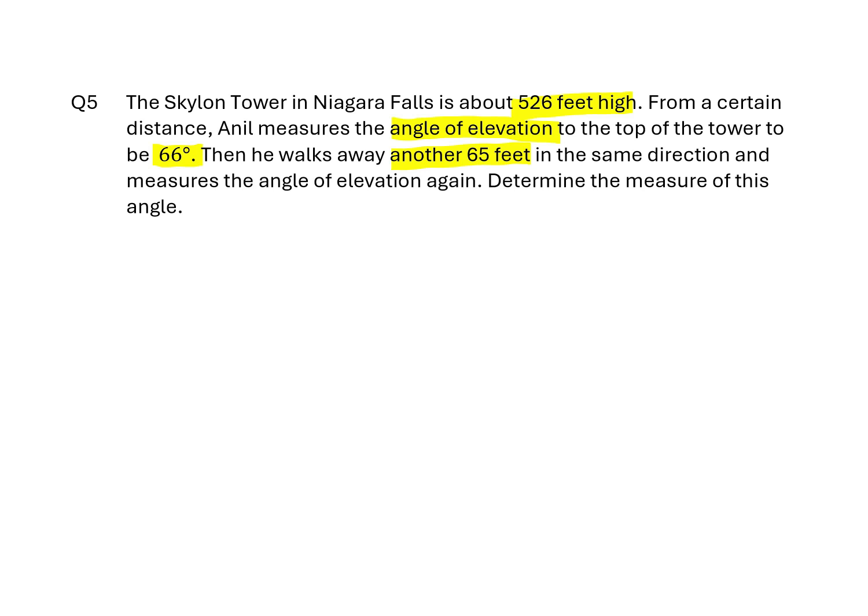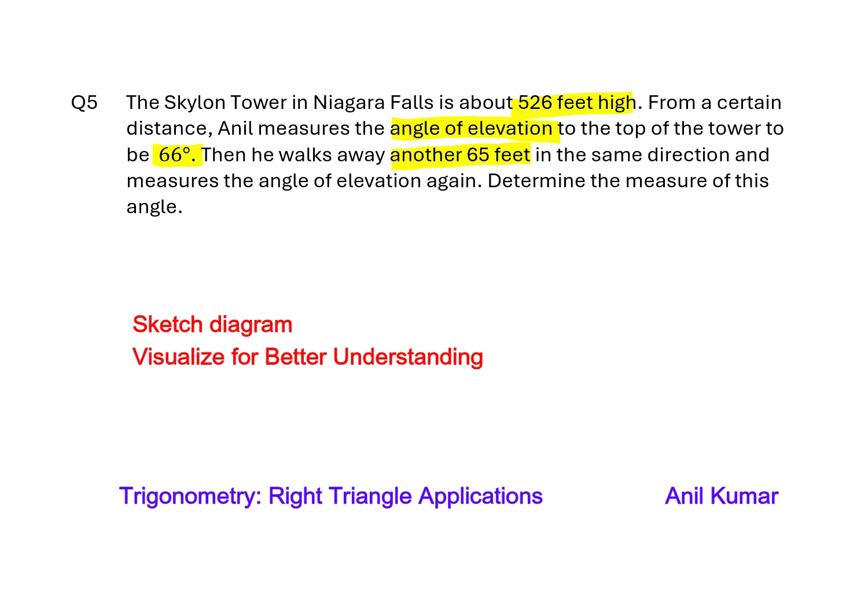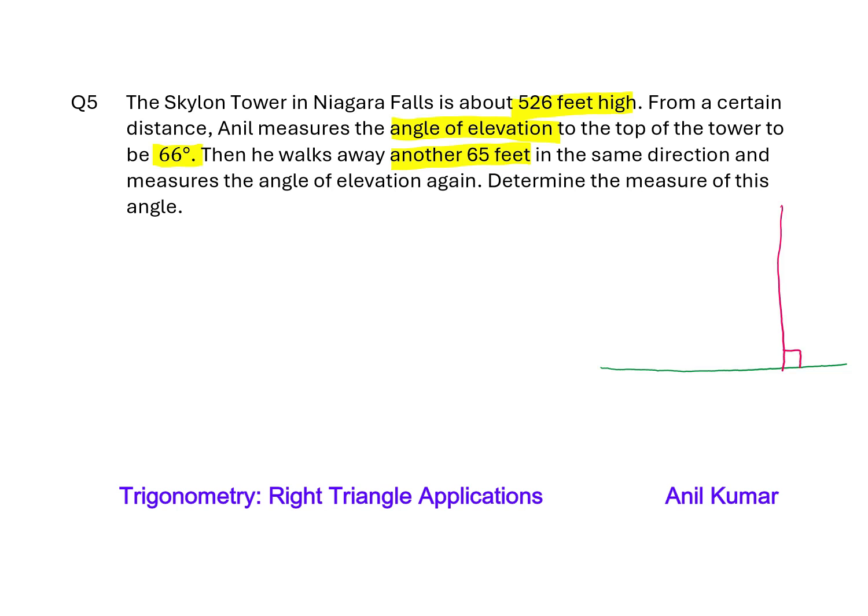So we need to find the angle of elevation measured the second time when Anil walks 65 feet away from his original position. Let us first sketch a diagram to understand this situation. So let's say this is the ground, and the tower, which is 526 feet, is shown here. It will be assumed to be at 90 degrees. The height of this tower is 526 feet.